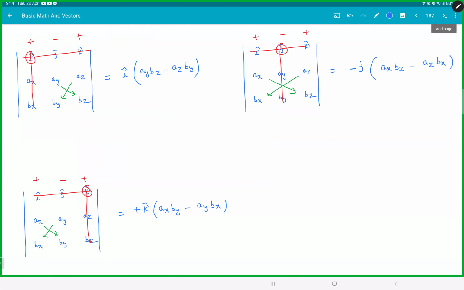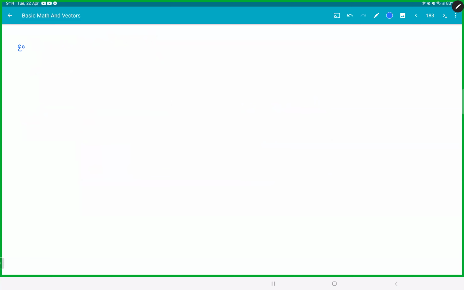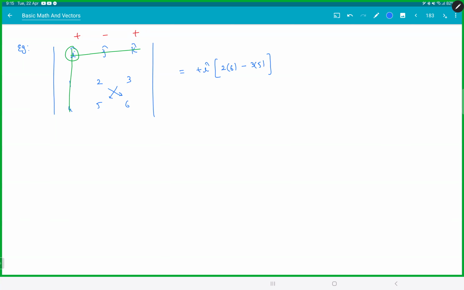So again, listen what we did. I'll just show an example. See, suppose if you give me a matrix like this, I, J, K, let the numbers be 1, 2, 3, 4, 5, 6. I'm just taking a random example. Step 1, plus, minus, plus. Step 2, choose any one. I will choose this I cap here. So cancel this and cancel this. Then I will get I cap because the first one is that. Then I'll do this cross product and this cross product. That will be 2 into 6 minus 3 into 5. That will give you the I cap.